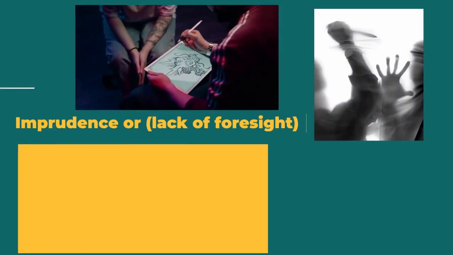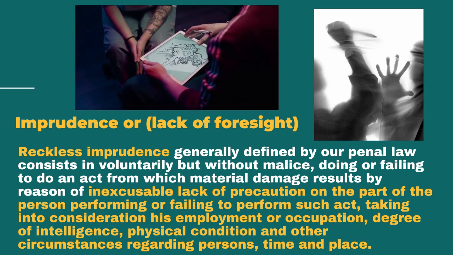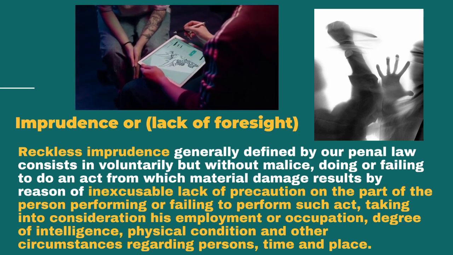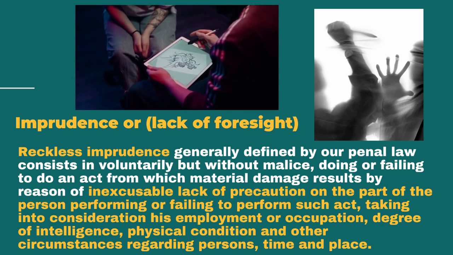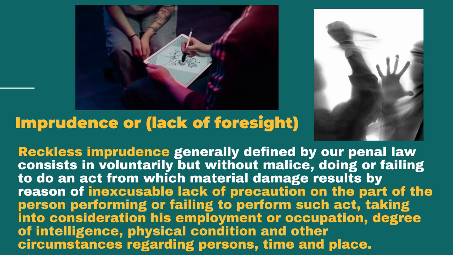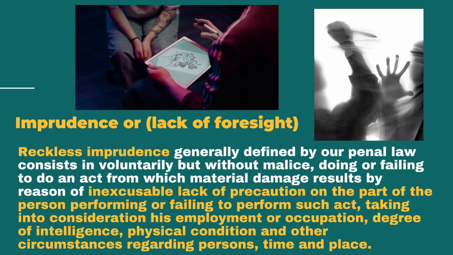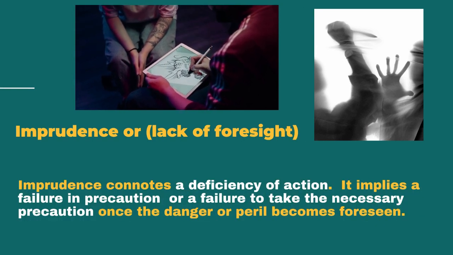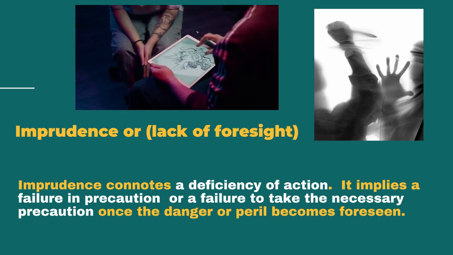Imprudence, lack of foresight. Reckless imprudence, generally defined by our penal law, consists in voluntarily but without malice doing or failing to do an act from which material damage results by reason of inexcusable lack of precaution on the part of the person performing or failing to perform such act, taking into consideration his employment or occupation, degree of intelligence, physical condition and other circumstances regarding persons, time and place. Imprudence connotes a deficiency of action. It implies a failure in precaution or a failure to take the necessary precaution once the danger or peril becomes foreseen.